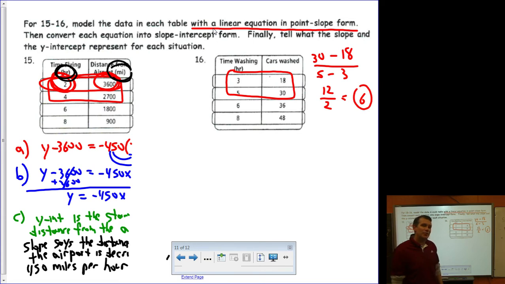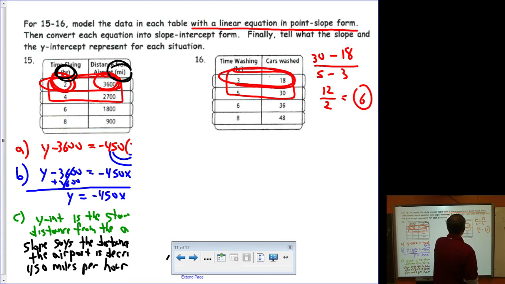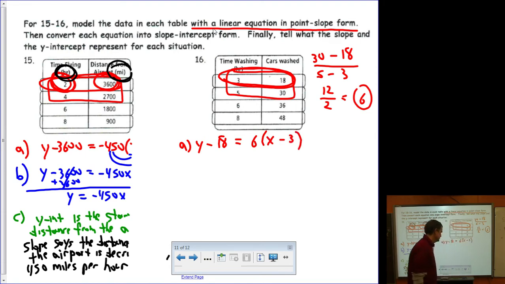Now I can write my equation, and to write the equation I'm going to need a point. I'll go ahead and just use the first point, and I will say my equation is y minus 18 equals the slope times x minus 3.